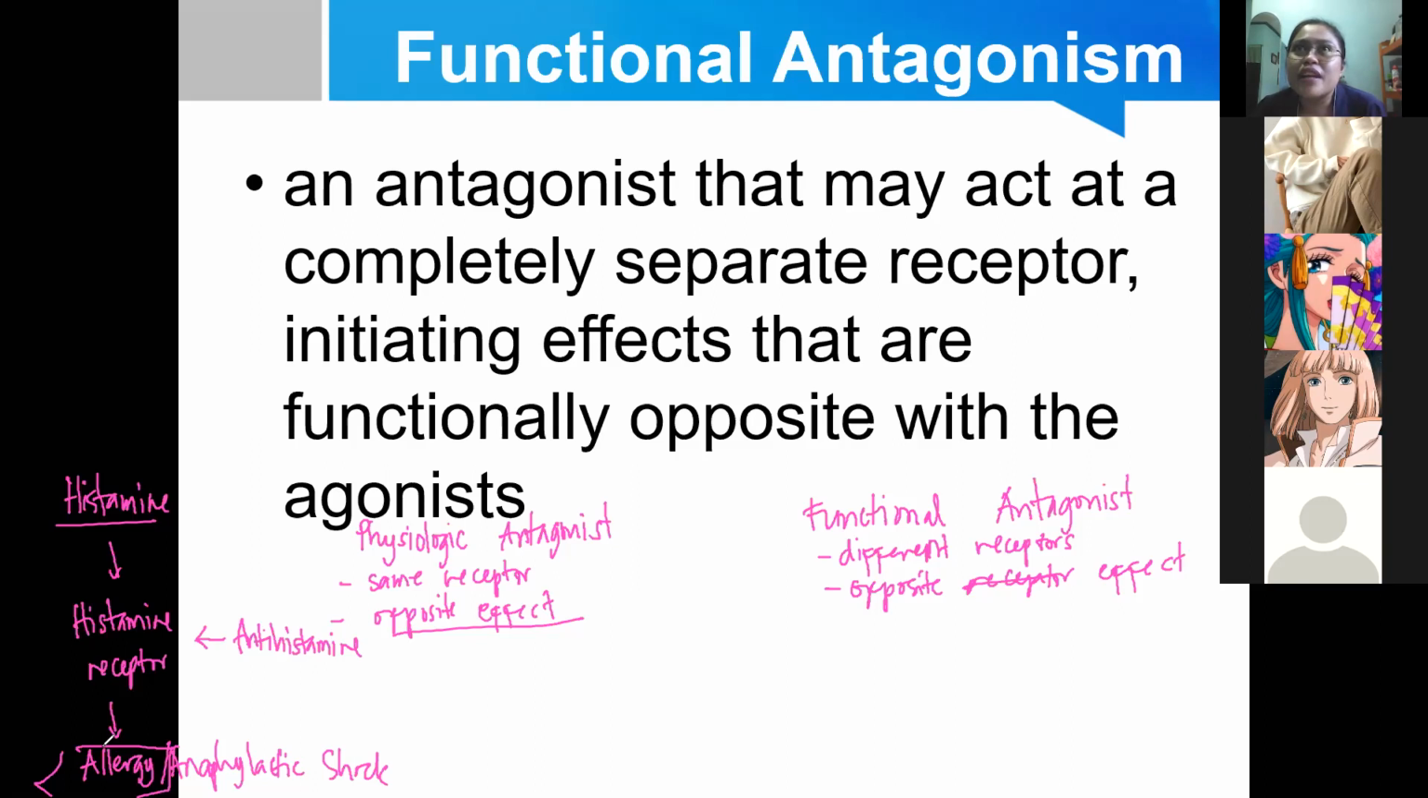Kung asa man na nagmanifest imuhang allergy or imong kagid kung Bisaya, diha tambalan na siya ni antihistamine. So ang tawag anang antihistamine nato mga physiologic antagonist na sila. Okay? Physiologic antagonist kay the same ilang receptor pero opposite ilahang effect.